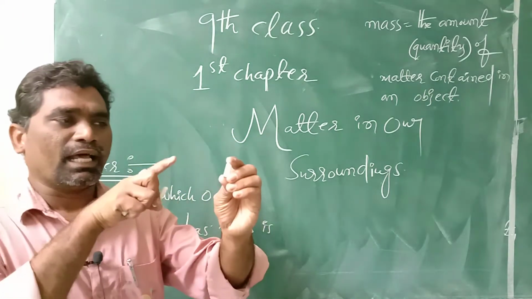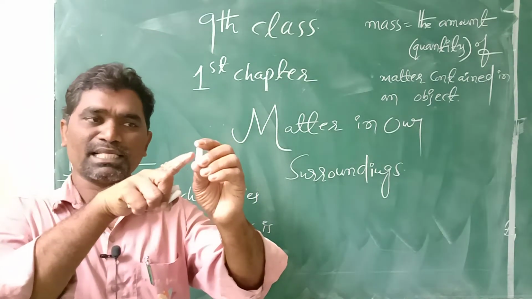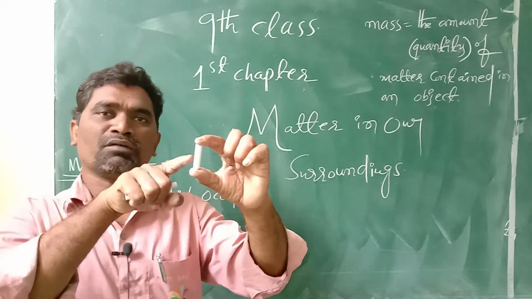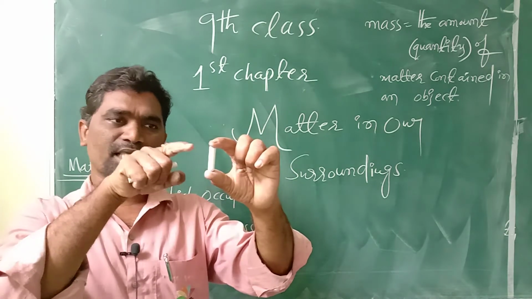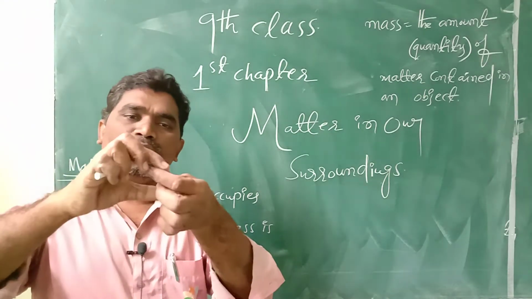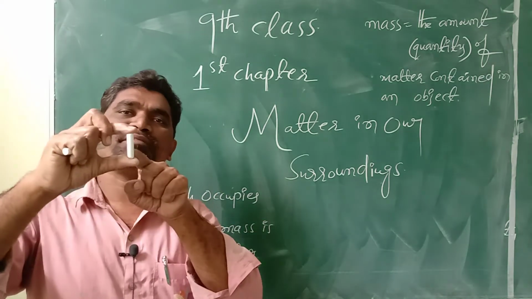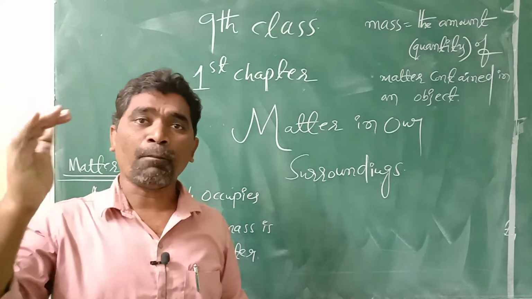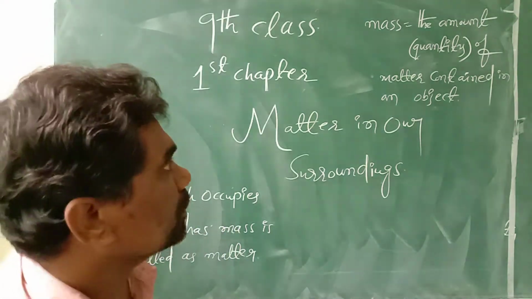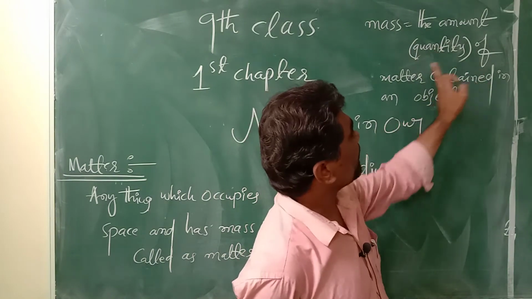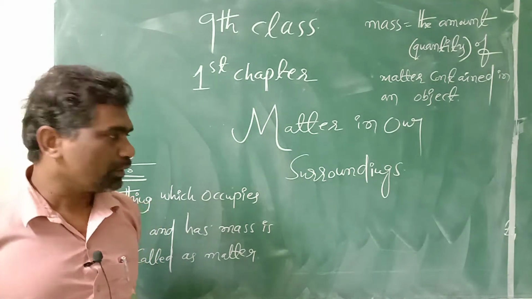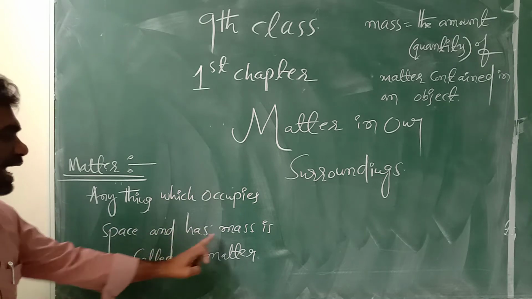Here less chalk powder is there, so it is considered to have less mass than this chalk piece. This one has more chalk powder, so it has more mass. Mass means the amount of matter contained in an object, the quantity of matter. So anything which occupies space and has mass is called matter.